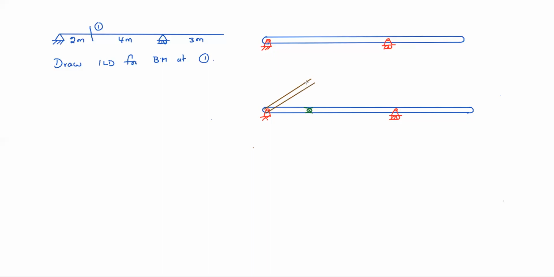So, the hinge to last beam must be straight. You should take care of that. Okay. This is 2 meters. This is 4 meters. This one is 3 meters. The shape is like this now.